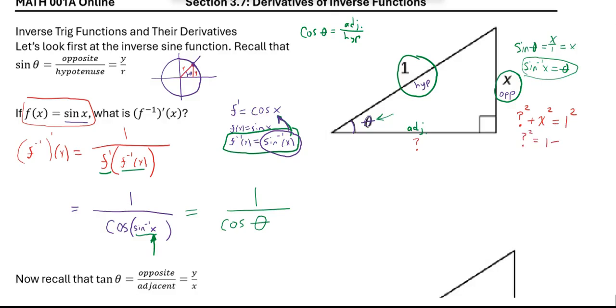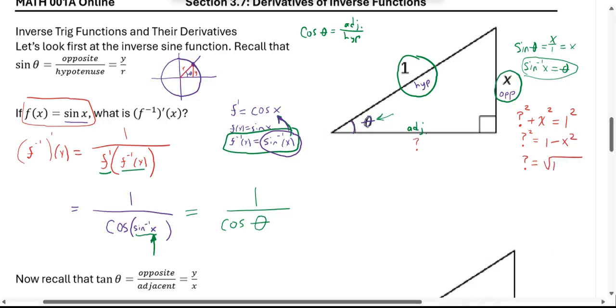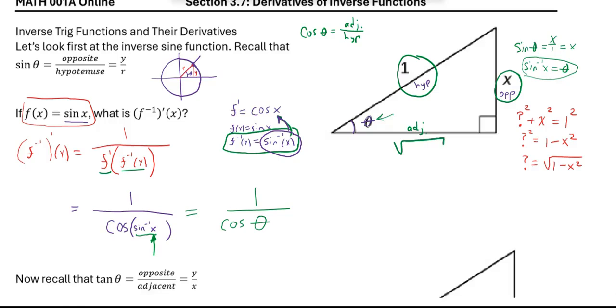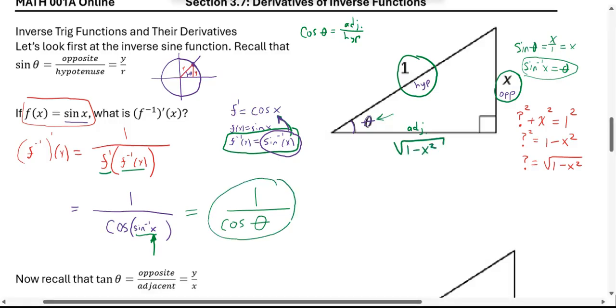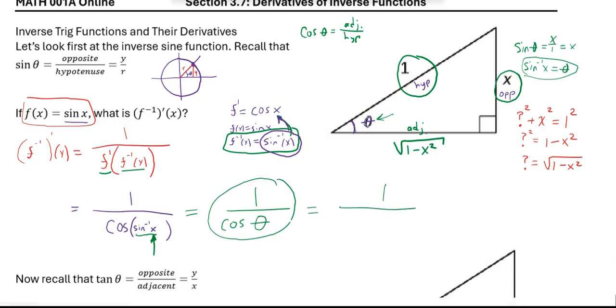1 squared is 1. Subtract x squared from both sides. Now take the square root of both sides, and you get that the missing side is the square root of 1 minus x squared. Oh, got this solved. That means the adjacent side, as messy as it looks, is the square root of 1 minus x squared. So what does this now evaluate as? It's just 1 over the cosine of theta. The cosine of theta is the adjacent over the hypotenuse. The hypotenuse is just 1, so it's the square root of 1 minus x squared divided by 1. It's just the square root of 1 minus x squared.